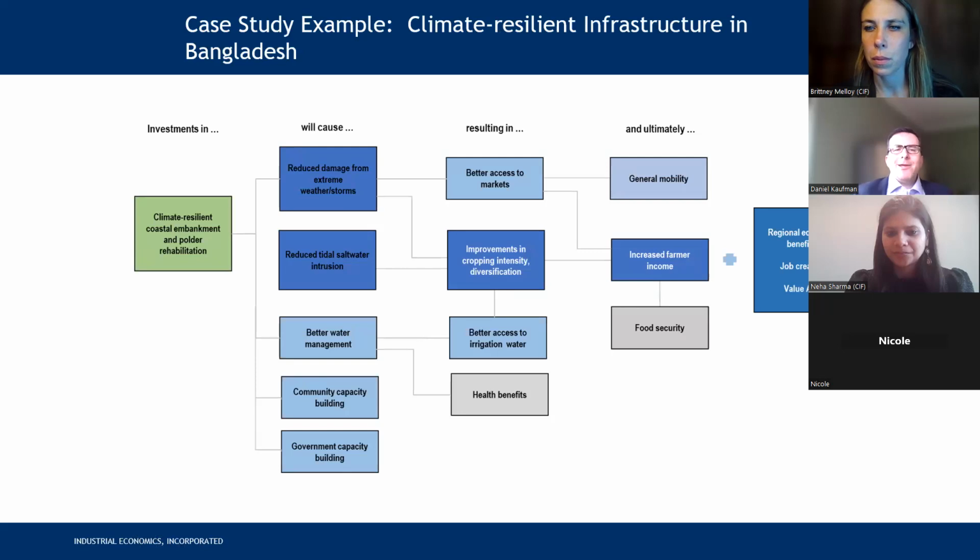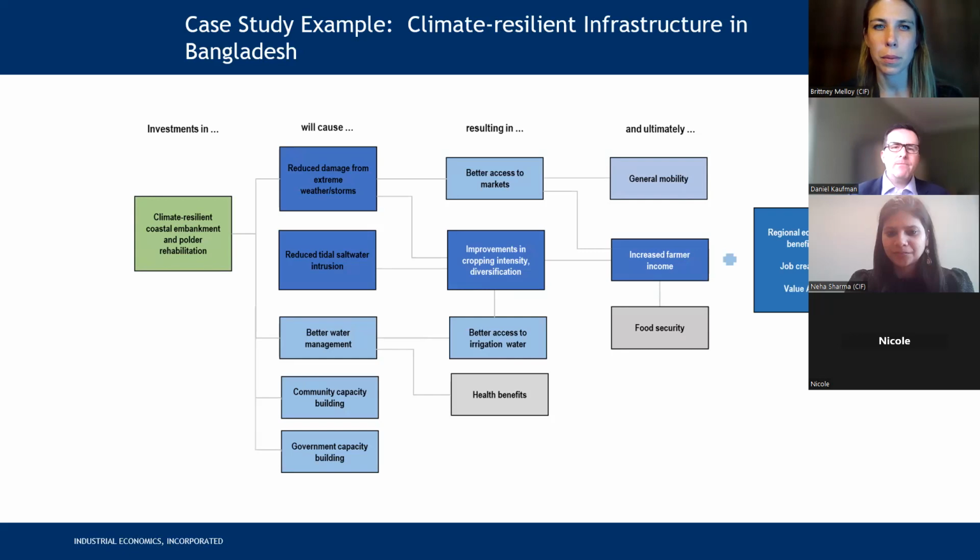So now I'm going to be walking through an example from a deep dive case study, and we'll be spending a few minutes talking through this example. And this is actually a perfect segue to address the question in the chat. Can you elaborate on how the development impacts and pathways relate to the theory of change or results chain?